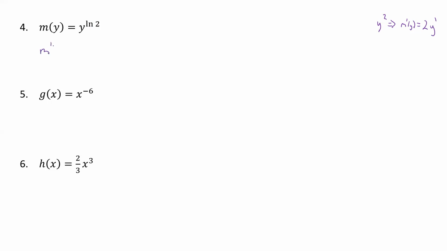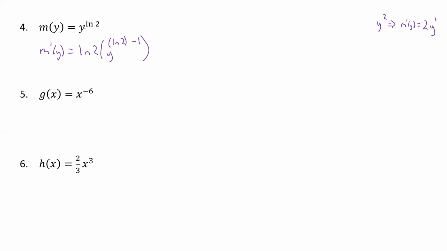We have m prime of y is going to be, well, that's just a number, so we're going to bring it down front, ln of 2, and then times y to the ln of 2 minus 1. Okay, so we have that then times this. Now that's ln of 2 minus 1. That 2 minus 1 is not together. We have actually the ln of 2 and then minus 1 if we need to think about it that way. So that would be the key on that one.